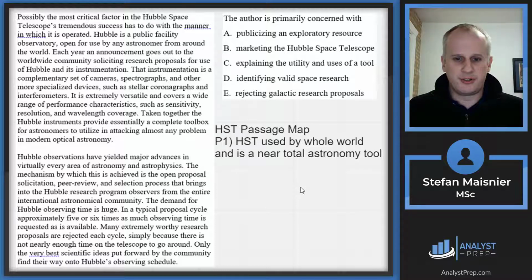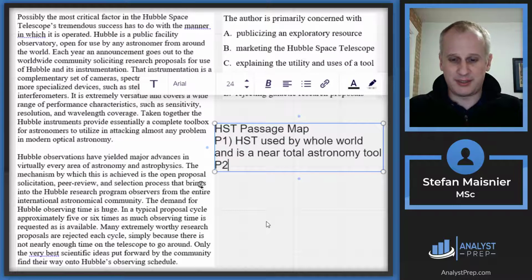Hubble observations have yielded major advances in virtually every area of astronomy and astrophysics. The mechanism by which this is achieved is the open proposal, solicitation, peer review, and selection process that brings into the Hubble Research Program observers from the entire international astronomical community. The demand for Hubble observing time is huge. In a typical proposal cycle, approximately 5 or 6 times as much observing time is requested as is available. Many extremely worthy research proposals are rejected each cycle simply because there's not nearly enough time on the telescope to go around. Only the very best scientific ideas put forward by the community find their way onto Hubble's observing schedule. So again, pretty straightforward. Don't need to split this in my estimation.